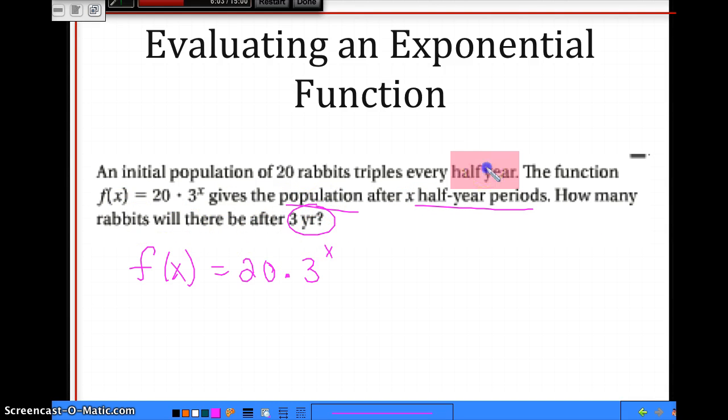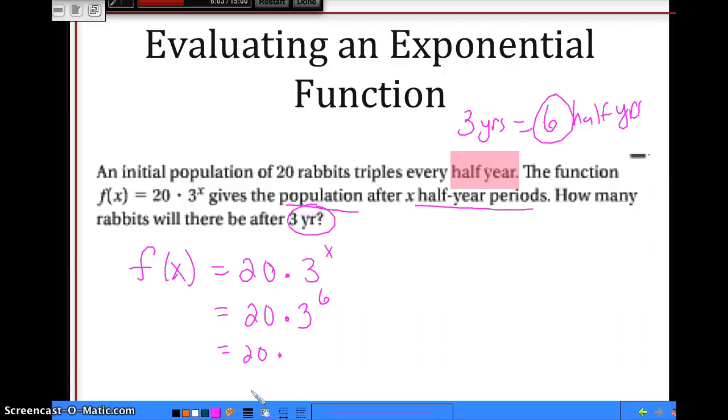Well, be careful, because we're talking about half years. So 3 years is equal to 6 half years. So that's what we're going to have to use for our time. We're going to substitute 20 times 3 to the 6th power, which is equal to 20 times, now we've got to multiply 3 to the 6th power, which is 3 times 3 times 3 times 3 times 3 times 3. That comes out to, I hope I just did that right, because I'm using my little 4-function calculator. You multiply it out, it gives me 729.